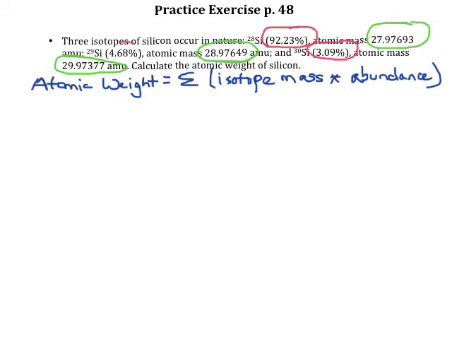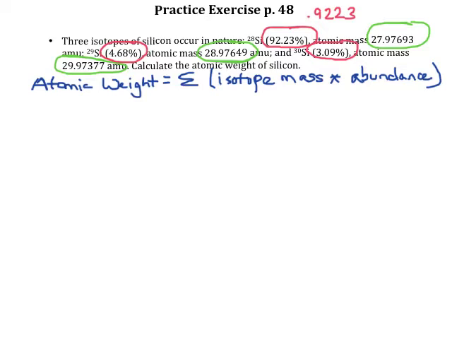Whenever we do these calculations, we're going to want to turn these percentages into decimals. So 92.23% is going to become 0.9223. 3.09%, 0.0309, and so on.